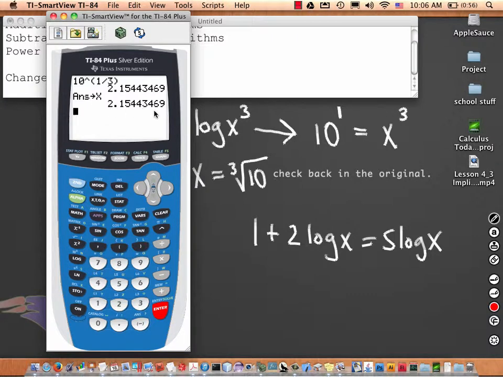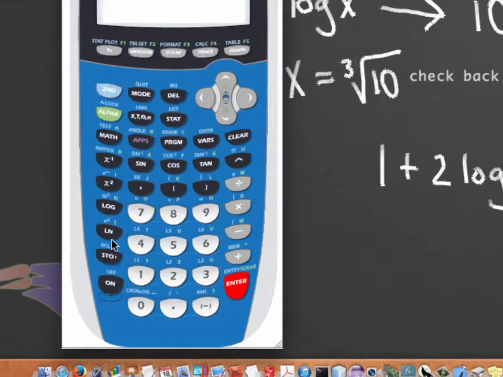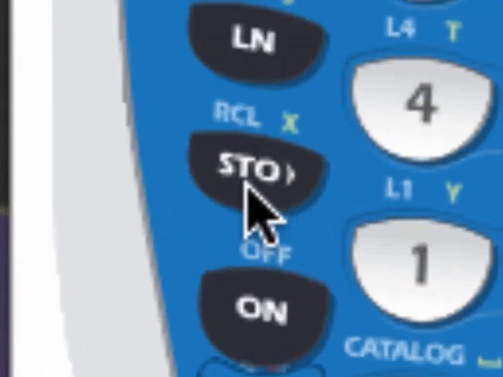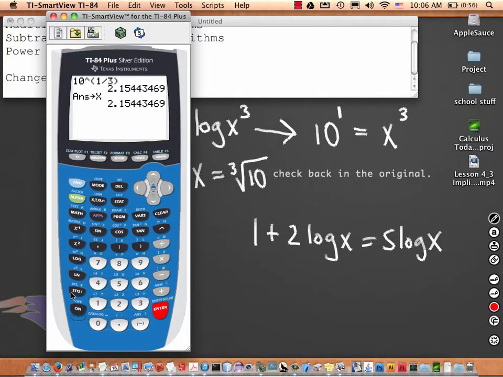Wait, so did you just put your answer into x? Yes, now your answer is the x value. And what did you press? I pressed store. And then, how do you get out of it after?